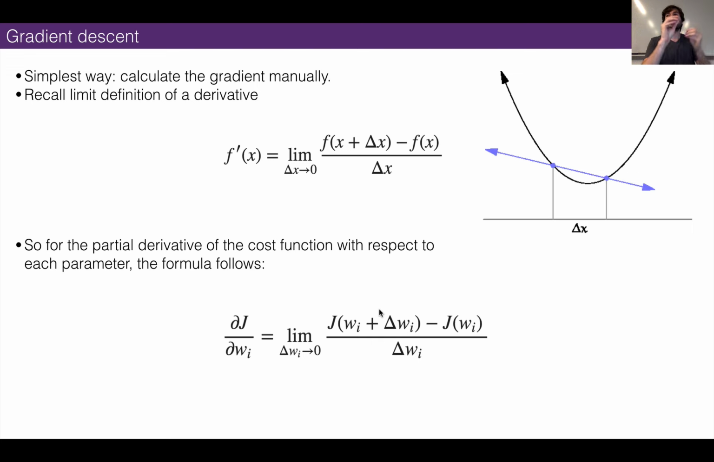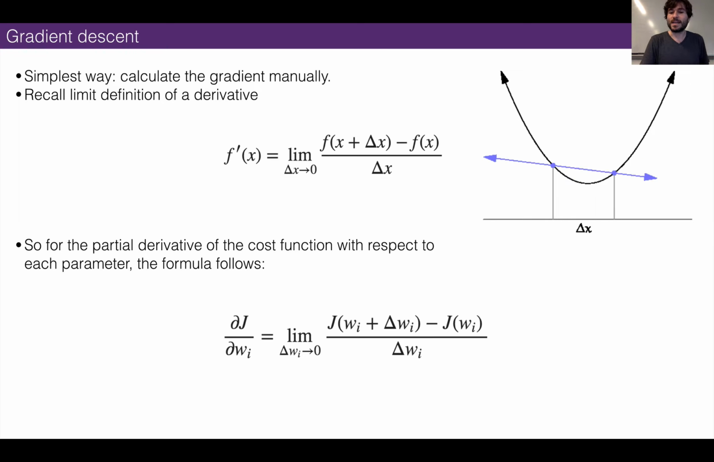Then for each parameter, you would add a tiny bit to it, like some little delta W, and then calculate the error again, and then divide it by the delta W. You'd calculate it by brute force, basically. Now, this works. This is basically the classic method.